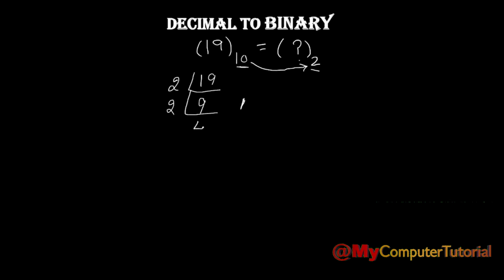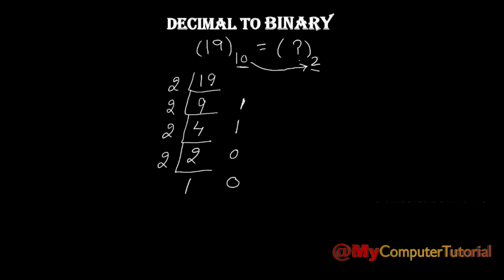2 4s are 8 and the remainder is 1. Then again 2 2s are 4, remainder is 0. In this case it's completely divided. 2 2s are 4, remainder is 0. Then again 2 1s are 2 and the remainder is 0.